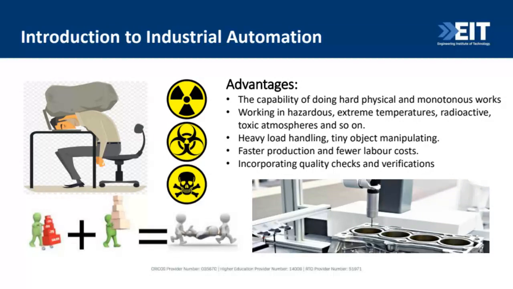Or when we are talking about hazardous areas or extreme temperatures, areas which are toxic with toxic materials, or areas in danger of radioactivity, all of them could be handled by automatic machines, faster and safer than using human beings there. So we can save on labor cost, and we can increase the production quality, and it can lead us to faster production.